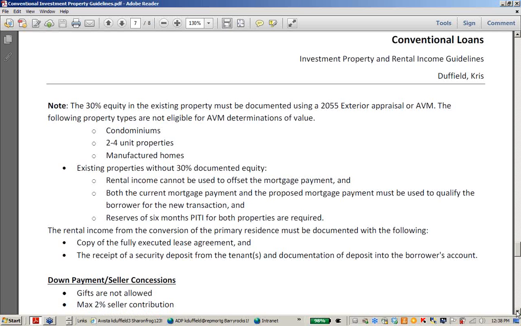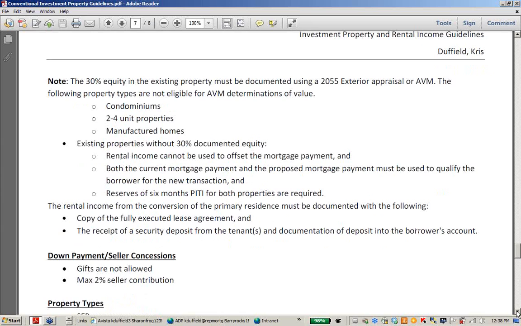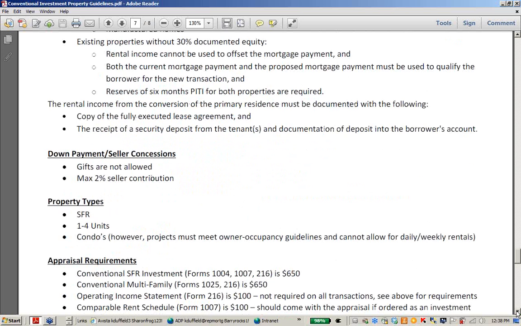And we need copies of fully executed lease agreements and proof of the receipt of the security deposit from the tenants and the documentation of the deposit into the borrower's account. So those are our existing property guidelines.